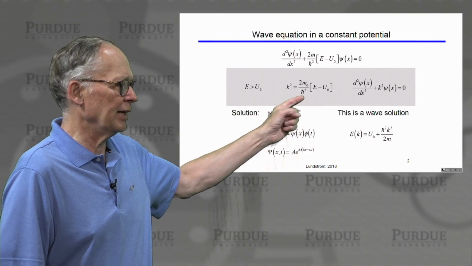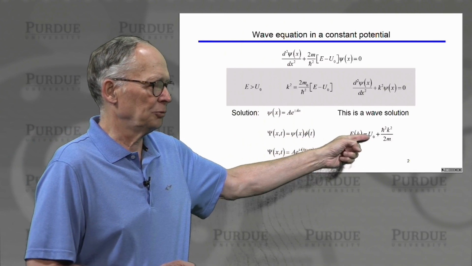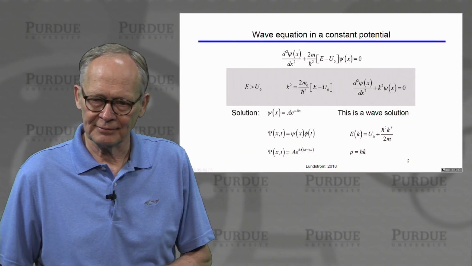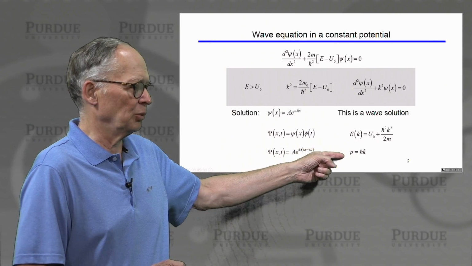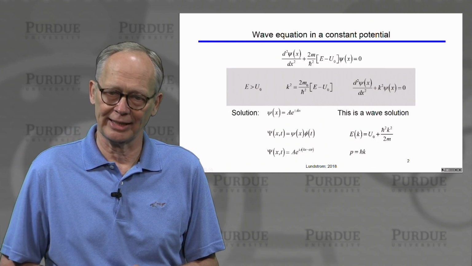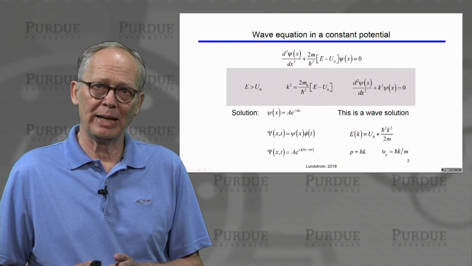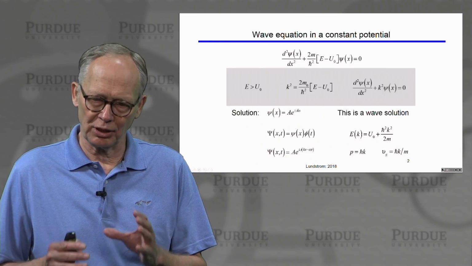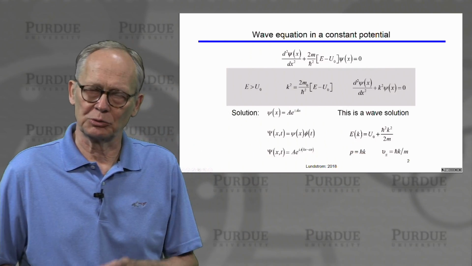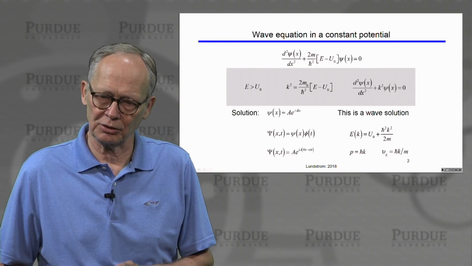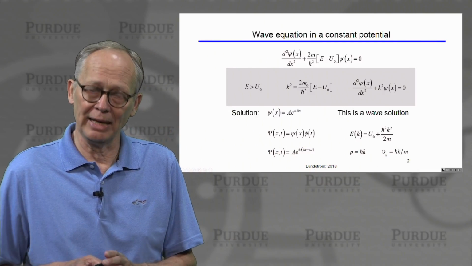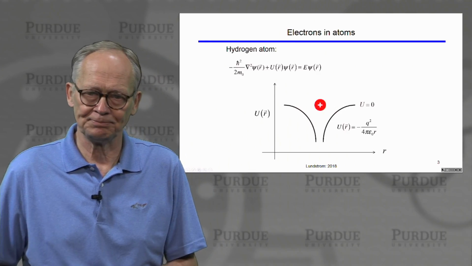The relation between energy and k is: energy is potential energy plus kinetic energy, h bar squared k squared over 2m. We can also associate a momentum with this wave, and we've seen that the momentum of this wave is h bar times its wave vector k. We can also make wave packets that localize the wave and describe particles, and when we do that, the velocity of that wave packet, which we think of as the velocity of the particle, is h bar k divided by m. That's just momentum divided by mass, just what we would expect the velocity to be.